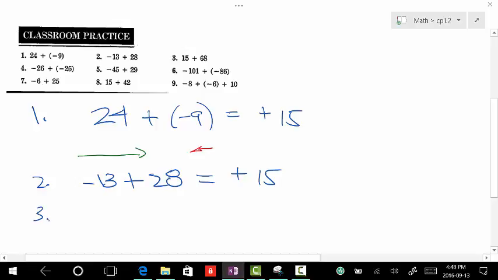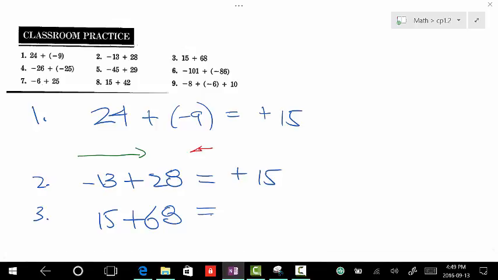And what about this addition? Number 3, 15 plus 68. Both of these numbers are positive. They're both going in the same direction. So you just add them and you get plus 83.